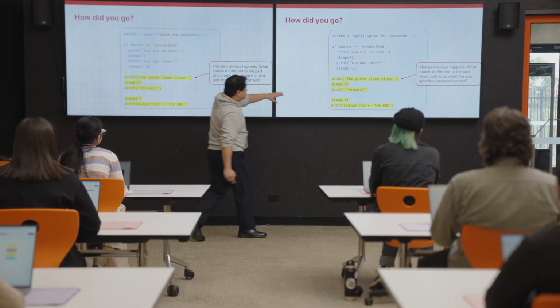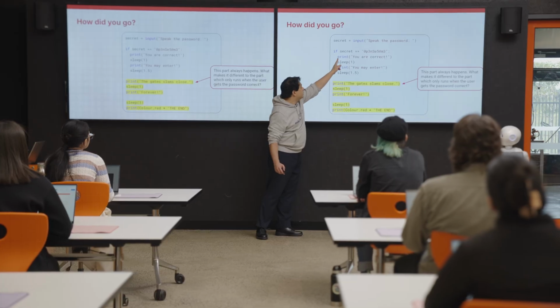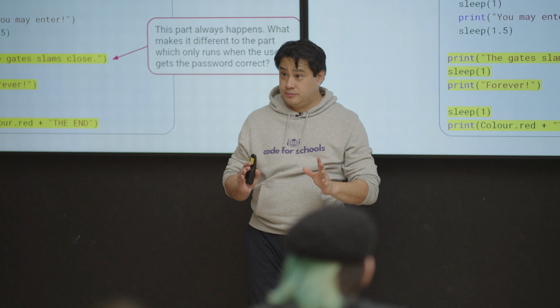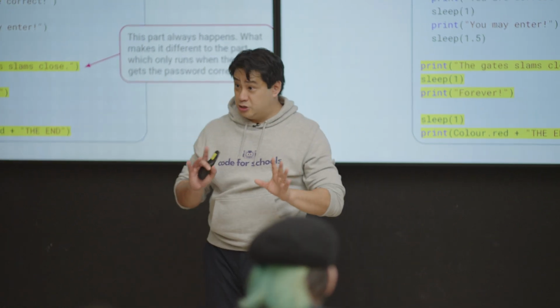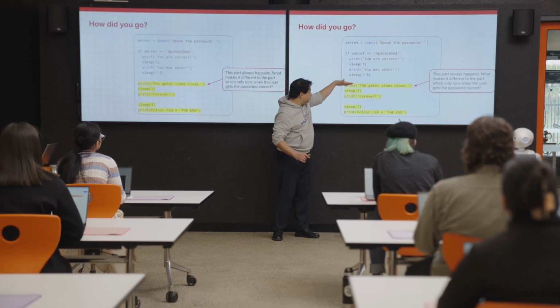So anything that's not pushed in will always run after the if statement, but anything that's pushed in will only run if the if statement or the condition is true, okay? Remember, the diamond only can be true or false, okay? So if it's true, then you do this, otherwise you'll go on and do this.